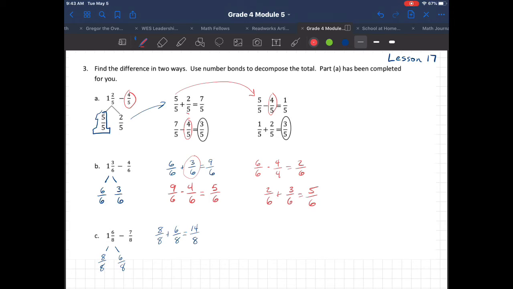Okay, so I broke this apart and got us our improper fraction to match the mixed number. So 14 eighths is the same as 1 and 6 eighths. Taking away 7 eighths, and we get 7 eighths. And then that other way to do it was to do the 8 eighths minus 7 eighths equals 1 eighth, and then put the 1 eighth back with that 6 eighths that we left out. Still comes out to 7 eighths.